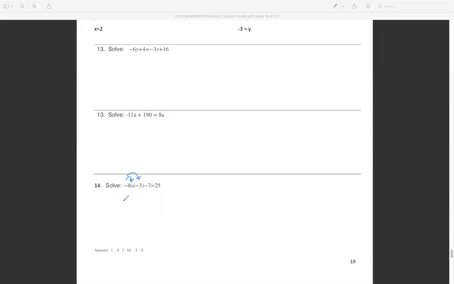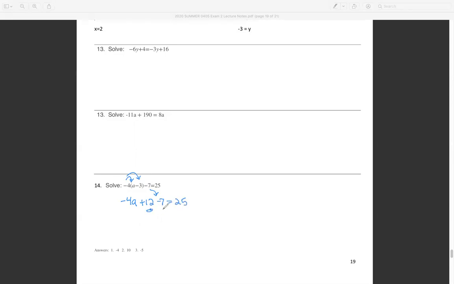So negative 4 times a gives us negative 4a. Negative 4 times negative 3 gives us a positive 12. Make sure you attach that subtraction sign to the number to the right. And so negative 4 times negative 3 gives us positive 12. You should have a plus 12 here. If not, it's incorrect. And then just copy your negative 7, your equal sign, and the 25.